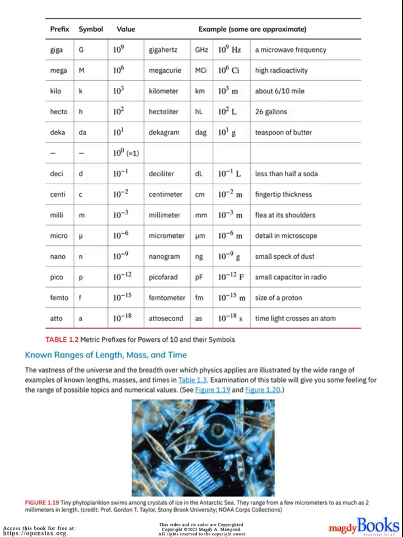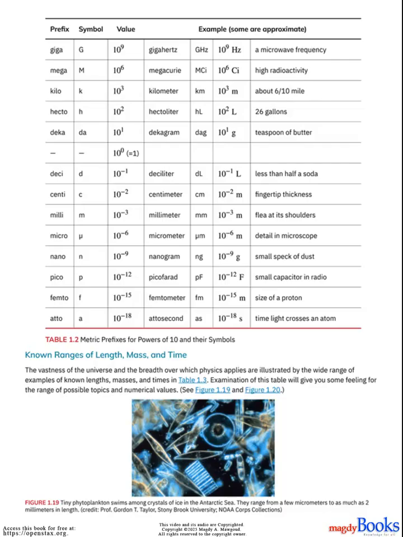1.2.5, known ranges of length, mass, and time. The vastness of the universe and the breadth over which physics applies are illustrated by the wide range of examples of known lengths, masses, and times in Table 1.3. Examination of this table will give you some feeling for the range of possible topics and numerical values. See Figure 1.19 and Figure 1.20.